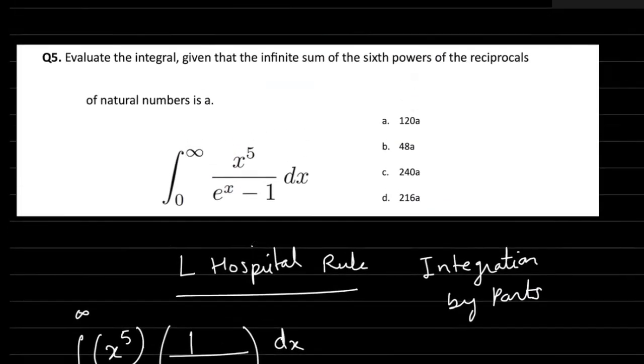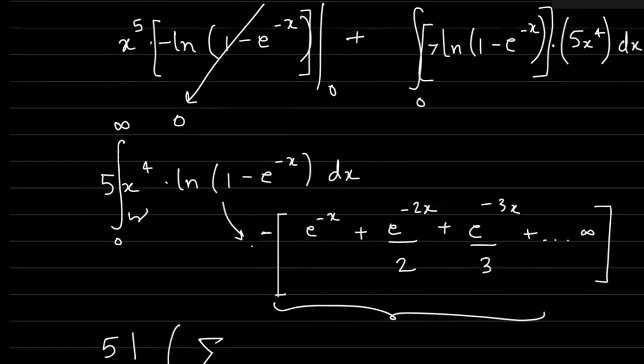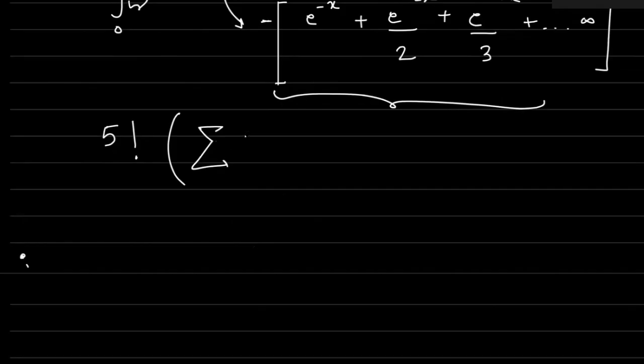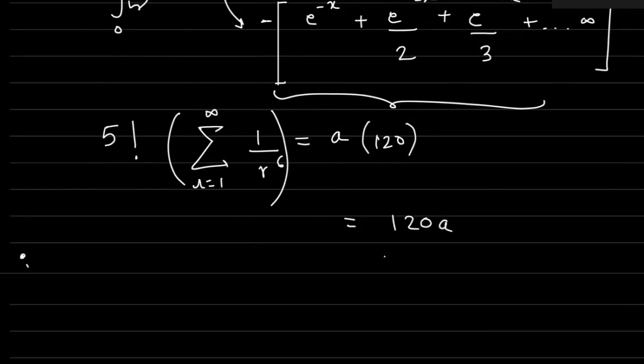The infinite sum of the 6th power of the reciprocals of the natural numbers is a. So what it is saying is the sum of 1 over r to the power 6, r equals 1 to infinity, is a. This thing is said to be a, so it becomes 120. 5 factorial is 120. Therefore, your answer is 120a. Okay. Let's move on to the next question.